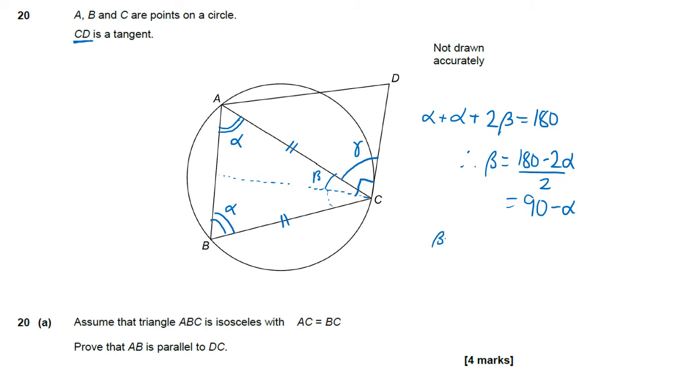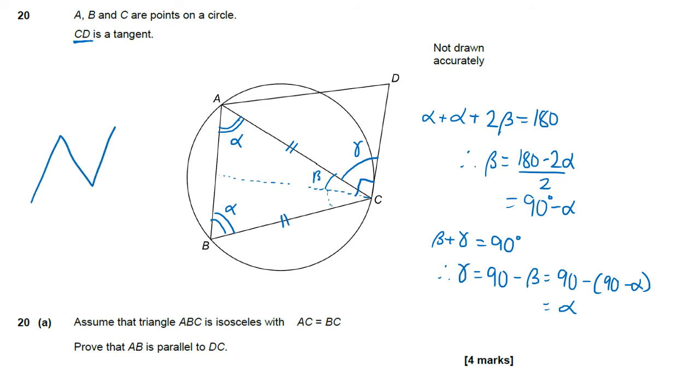And we know that beta plus gamma add up to 90 degrees. So the angle we're interested in, gamma, is going to be 90 minus beta. If we multiply that out, we find that this angle gamma is the same as alpha. So these are alternate angles. They're the same, and therefore CD and AB are parallel.